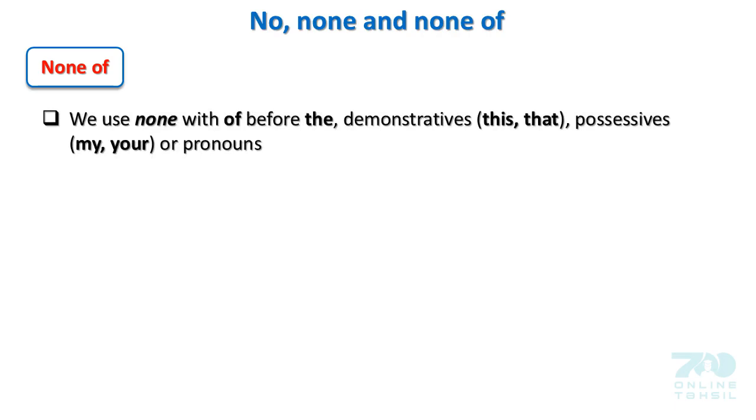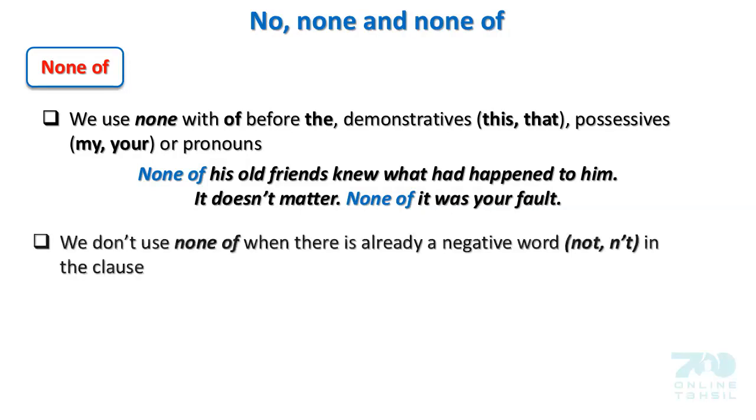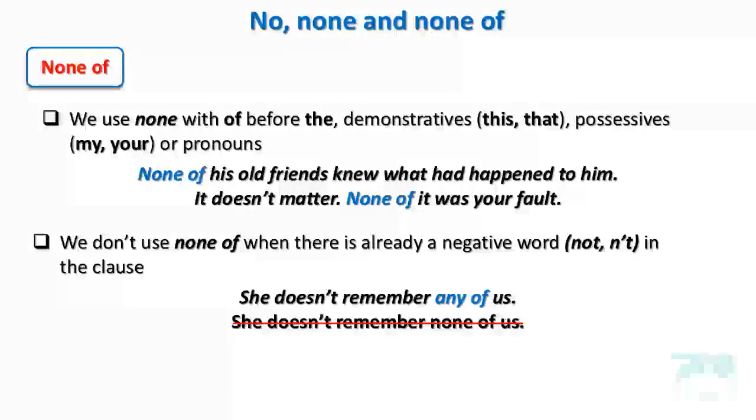None of. We use none with of before the, demonstratives this, that, possessives my, your, or pronouns. None of his old friends knew what had happened to him. It doesn't matter. None of it was your fault. We don't use none of when there is already a negative word, not, in the clause. She doesn't remember any of us. Not: she doesn't remember none of us.